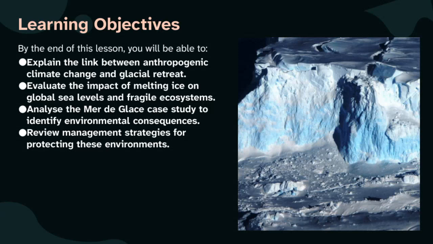Let's look at our learning objectives. By the end of the lesson, you should be able to explain the link between anthropogenic climate change and glacial retreat. You should also be able to evaluate the impact of melting ice on global sea levels and fragile ecosystems. We will analyze a real case study, the Mer de Glace in the French Alps. Finally, we will review some management strategies used to protect glacial environments and think about whether they are effective.